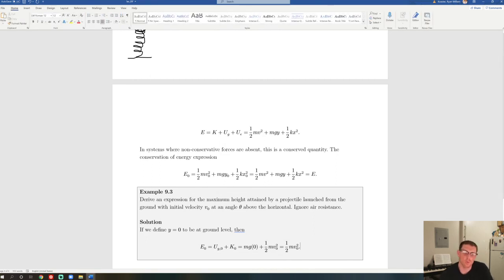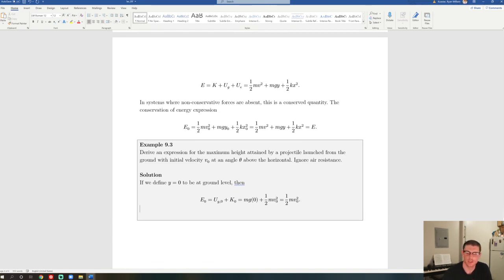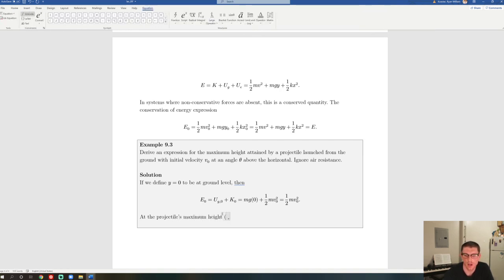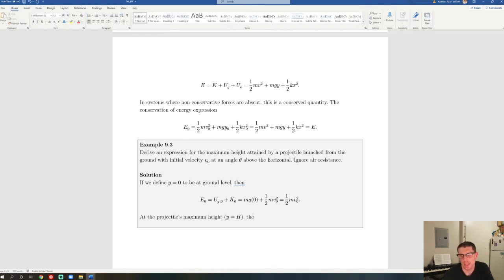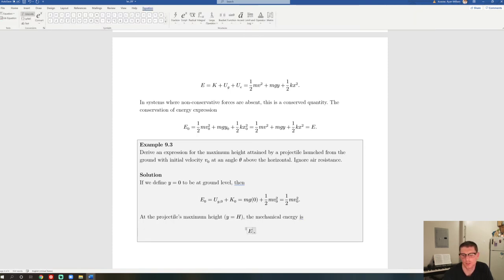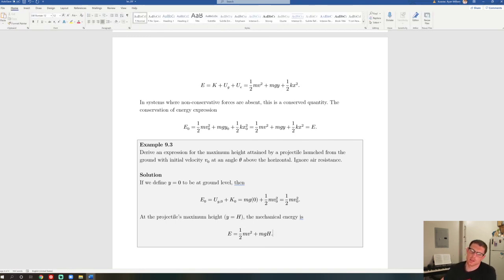Okay, so then let's think now about what's going on when the projectile is at its maximum height above the ground, right? And so I'll say that at the projectile's maximum height, and we'll call the maximum height capital H, the mechanical energy is 1/2 m v squared, right, plus mgH. And if we had numbers, say we had a mass, an angle, an initial velocity, and a maximum height, what we would find is that when we calculate this number and this number, they're the same, right? And that's because we have no non-conservative forces doing work, so conservation of energy applies here.